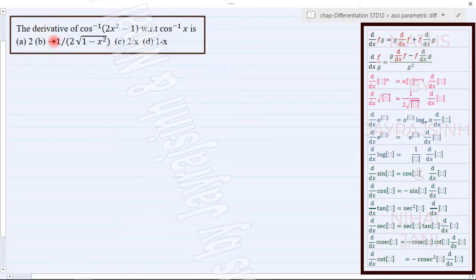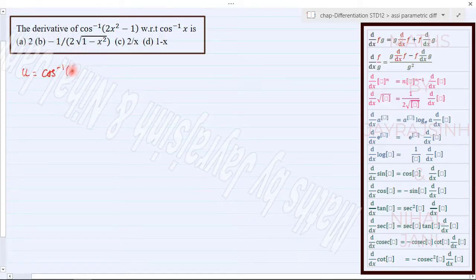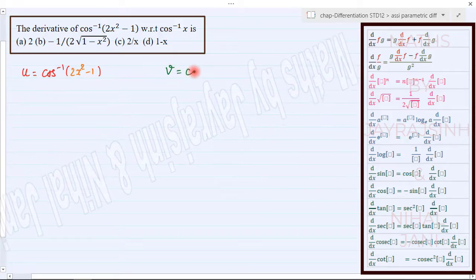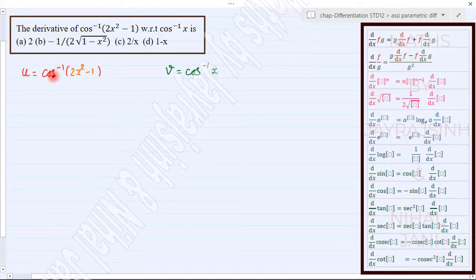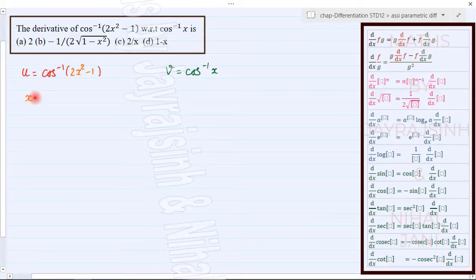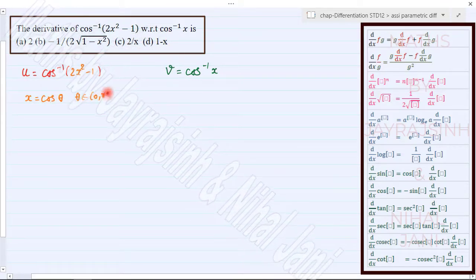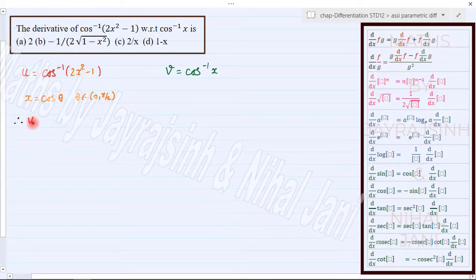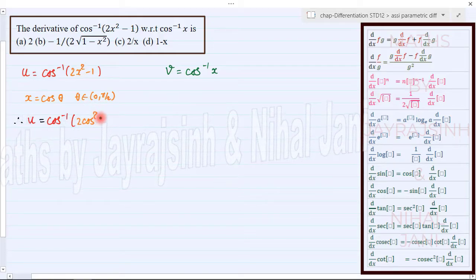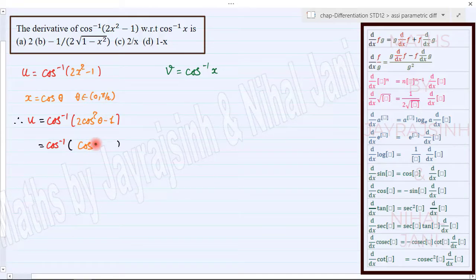In this question, we have to find the differentiation of cos inverse of 2x square minus 1. Let's say it is u, with respect to cos inverse x. Before we go for differentiation, let's try to simplify our u. Let's assume x is equal to cos theta, where theta belongs to 0 to pi by 2. So we can say u will be cos inverse of 2 times cos square theta minus 1, which is actually cos 2 theta.